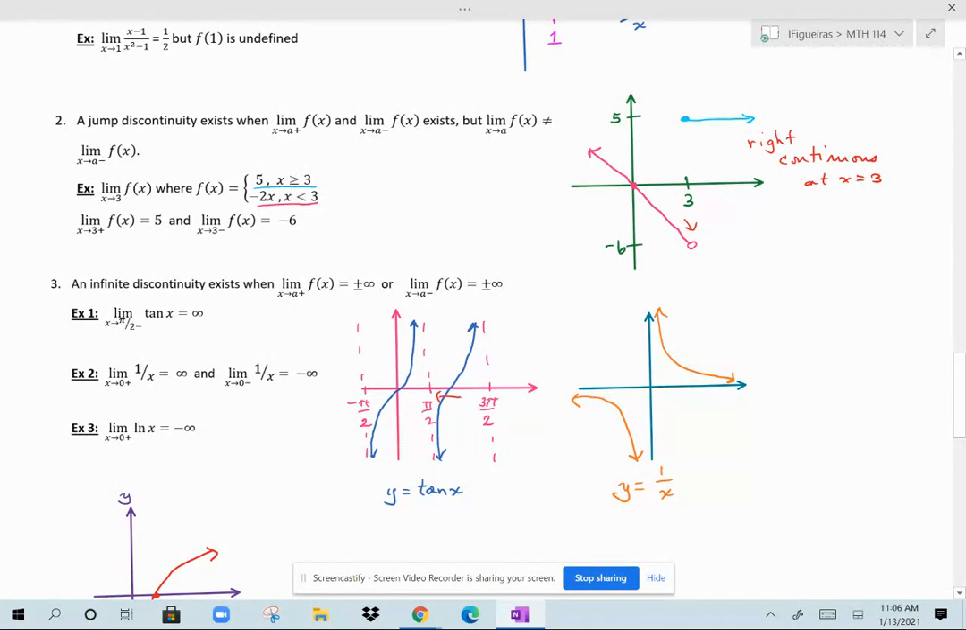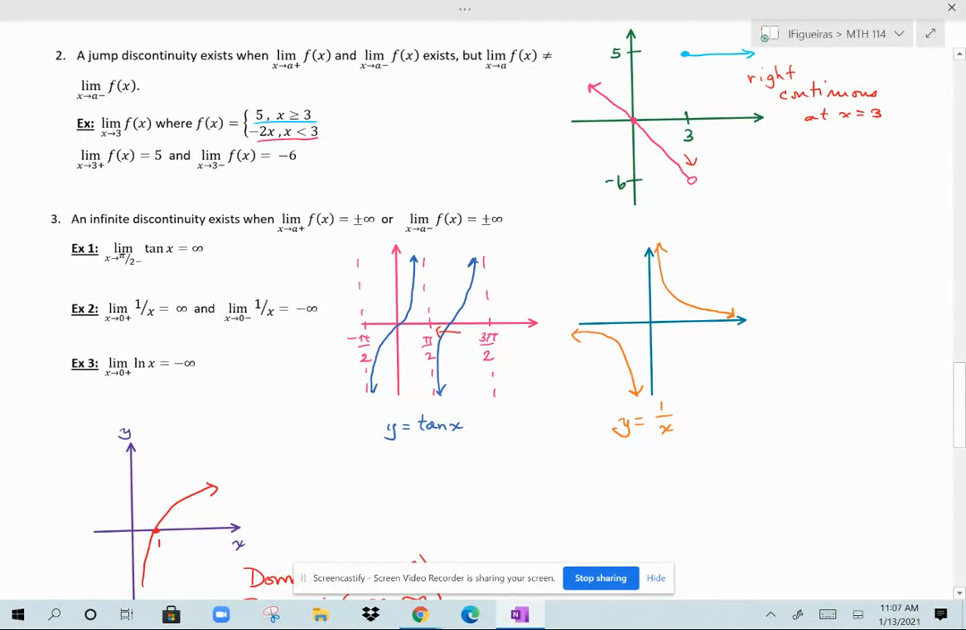And here's one more example, ln of x. Remember, ln of x has restrictions on the domain. The domain is from 0 to infinity. It is not defined at 0, and it's not defined for negative values. So it only makes sense to consider your limit from the right. There is nothing on the left of 0 for this graph.